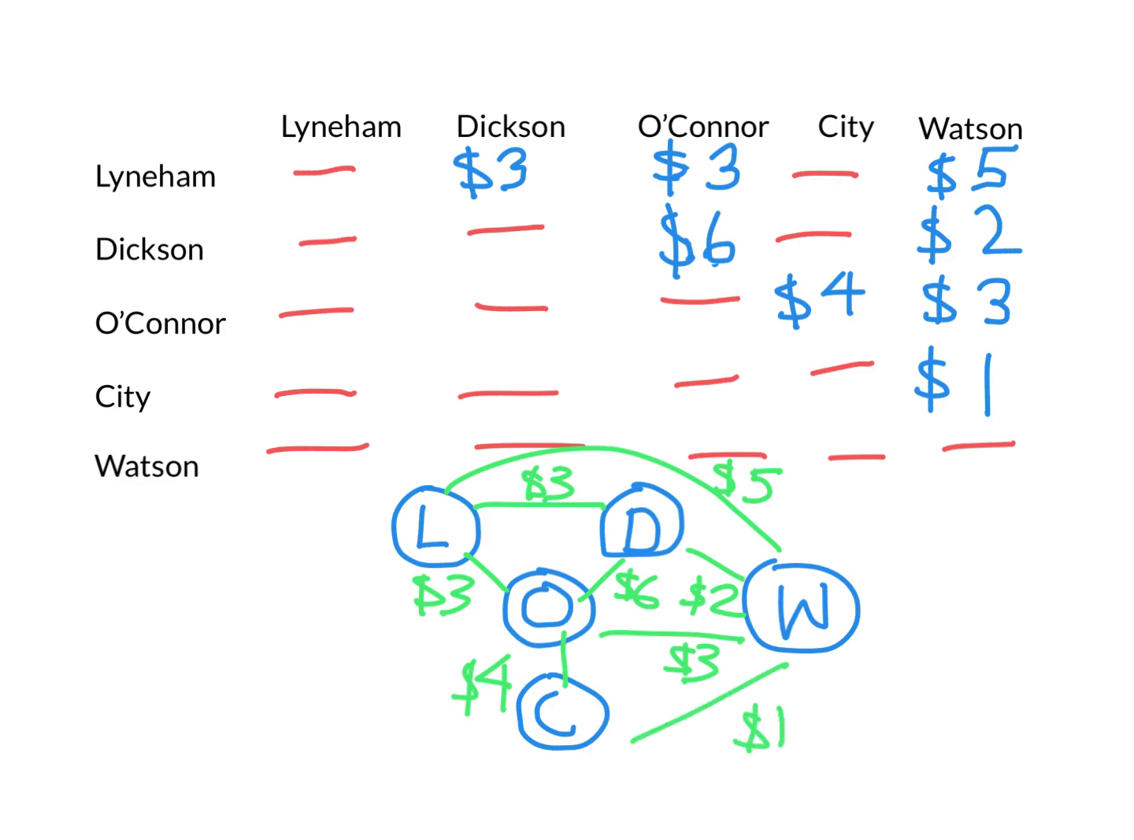The kind of question you might be asked is, what is the cheapest way to go from Lyneham to the city? There are lots of different paths we can take here. We're going to look more formally at how to do this in subsequent lessons, but for now we're just getting used to the idea of weighted graphs. I could go Lyneham, O'Connor, city, that would be $7. I could go Lyneham, Dickson, O'Connor, the city, well that's going to be pretty expensive. Hopefully, eventually we can see that the cheapest way is to go from Lyneham to Watson for $5 to the city for $1. $6 is the cheapest.